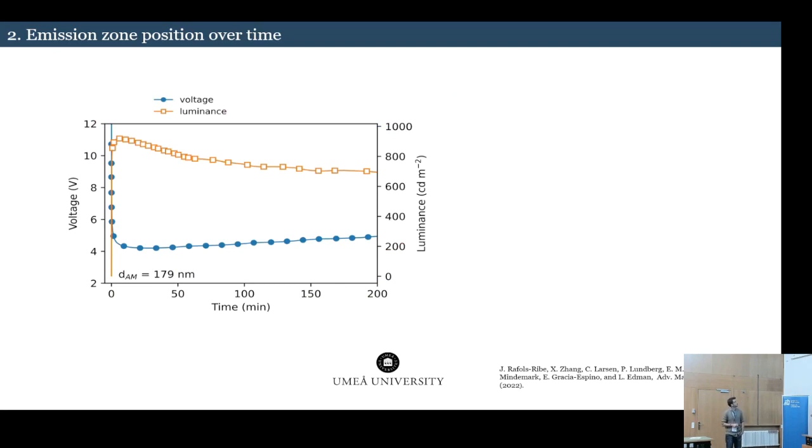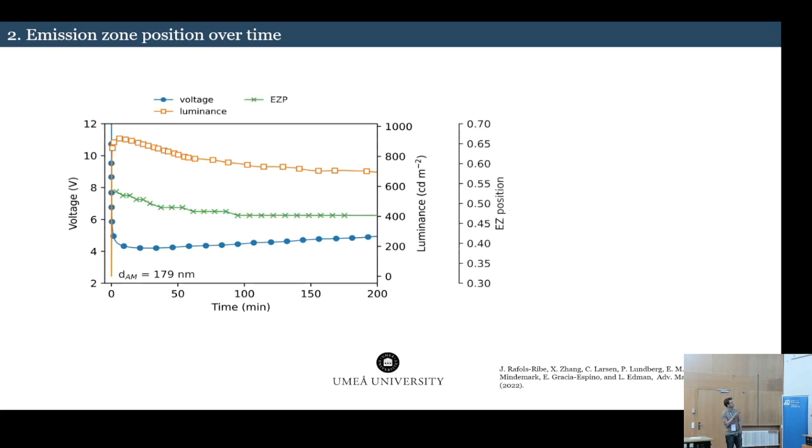Now, a second example I wanted to show is, as I said, these LECs are dynamic, so we have a transient, and this is how the transient looks. This is the luminance, and this is the voltage going down over time. And now we have a system where we can track this emission zone position using this cavity. So what we can do is track the position of the emission zone over time. In this case, we see that it forms closer to the cathode, meaning that the cations are faster, and then it goes towards the center of the device.